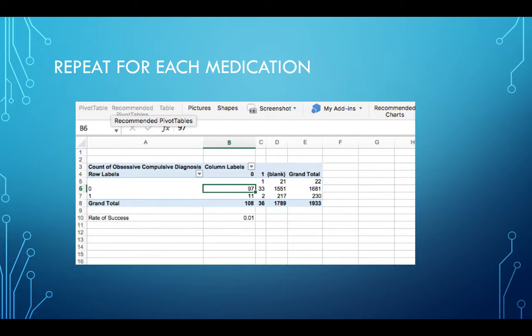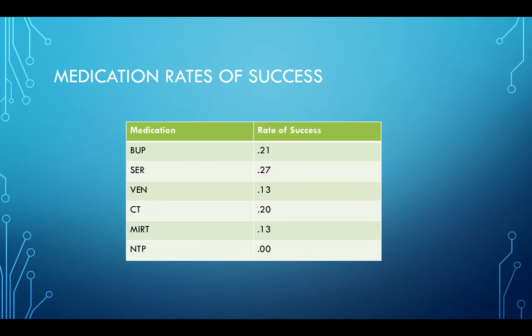So you're going to repeat the same process that we did before, but you're going to do it with each medication. Essentially, the main difference is that instead of it saying CTI success, you're going to replace it with some of the other medications, and it should give you all of your results. So here are the medication rates of success for generalized anxiety disorder. This is what I got.